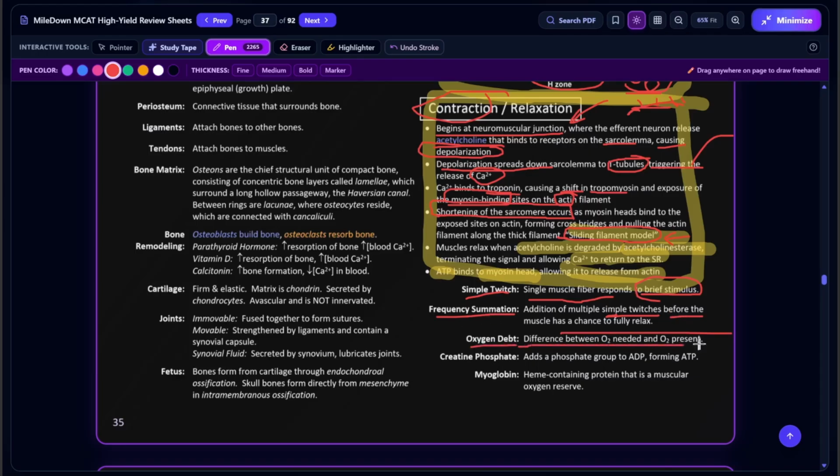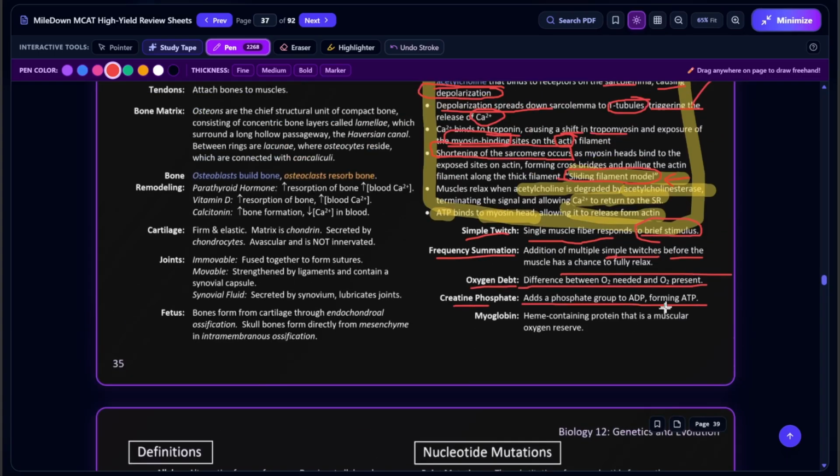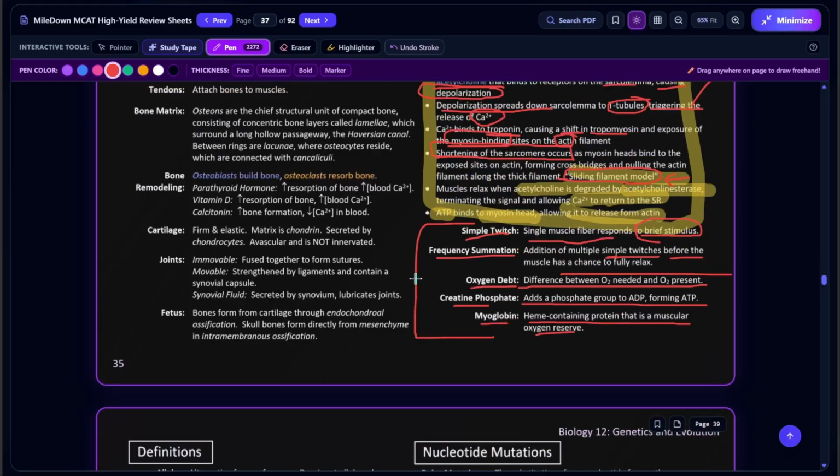Oxygen debt is the difference between O2 needed and O2 present. Creatine phosphate adds a phosphate group to ADP, forming ATP. Myoglobin is a heme-containing protein that is the muscular oxygen reserve. So I feel like this sounds very separate, like just a bunch of facts, but you kind of want to relate it to real life scenarios somehow, and that will help you in the long run.